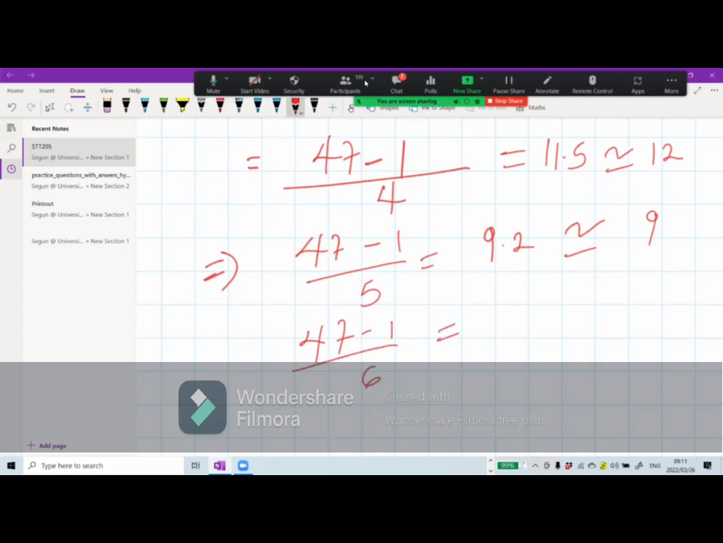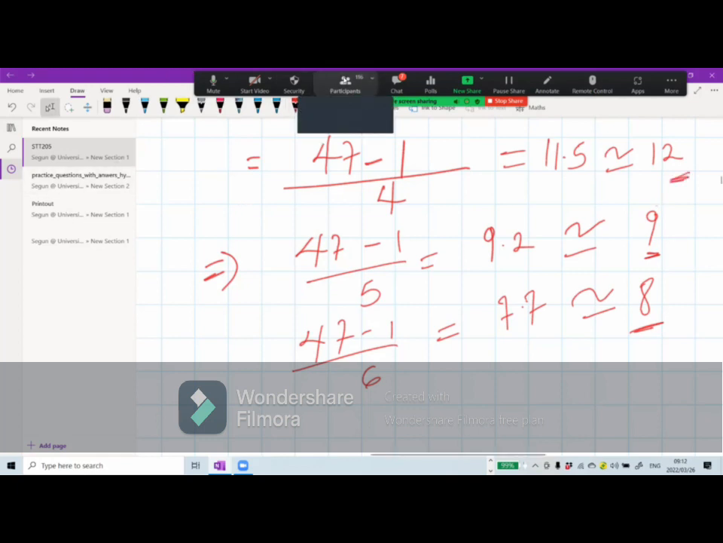Another set, say, divided by 6. What is it, please? 7.6, 7.7. Approximately 8. Don't worry, it's the whole number that I'm after.